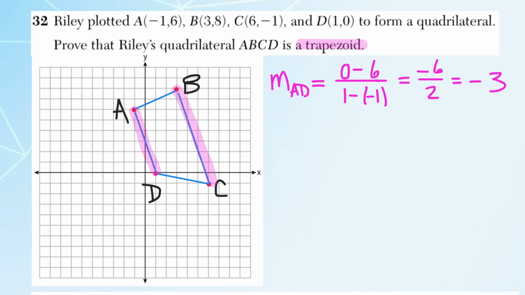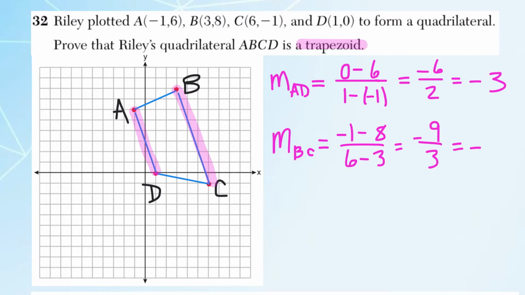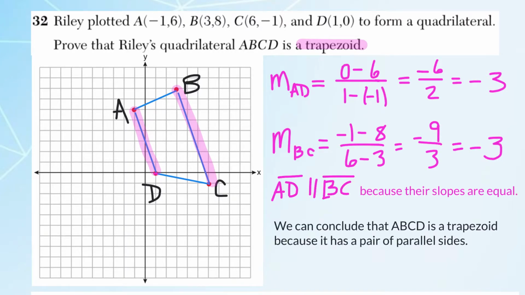Now let's compare that to the slope of our line BC. Using that same formula, it's going to be -1 minus 8 over 6 minus 3. That's -9 over 3, which indeed is the same slope of -3. Our next step would be to state that AD is parallel to the line BC because their slopes are equal. Therefore, we can conclude that ABCD is a trapezoid because it has a pair of parallel sides.